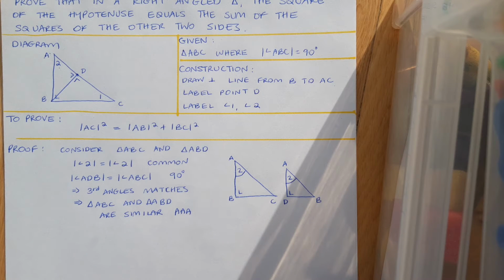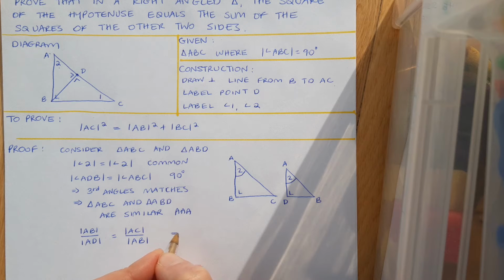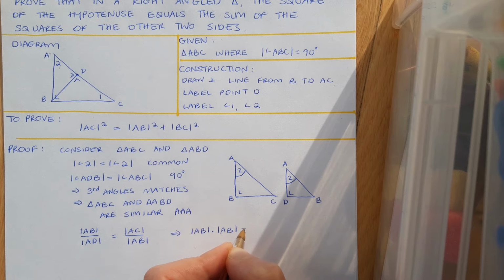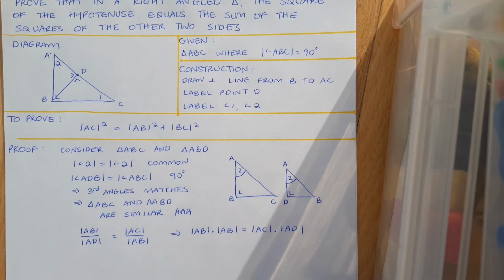So in this case, I'm going to write down that AB over AD equals AC over AB. And I'm going to manipulate that equation. So I'm going to bring up what's in the bottom and multiply it by the opposite side. And that's going to give me AB times AB equals AC times AD. But of course, AB times AB is AB squared, so I'll write it as that.